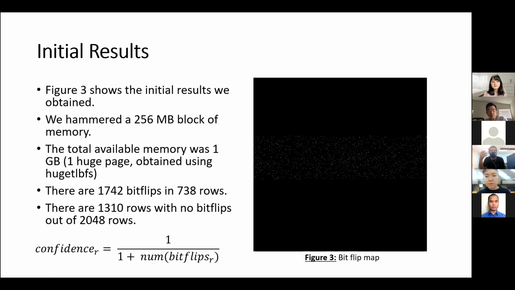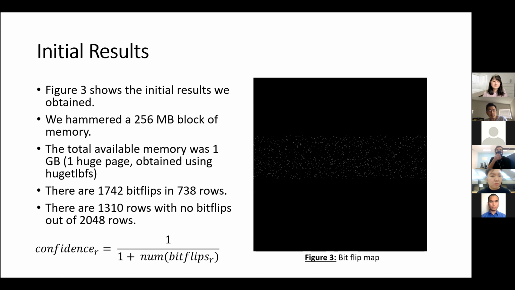But here we did this in an extremely controlled setting, because we first allocated a 1 GB huge page to guarantee contiguous memory addresses where we can do double-sided aggressor attacks. The key observation here is that we saw 1742 bit flips in 738 rows out of 2048 rows. This clearly states that some rows are more susceptible to bit flips than others. There were 1310 rows with no bit flips in this case.